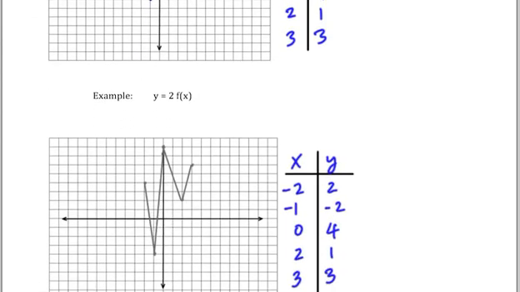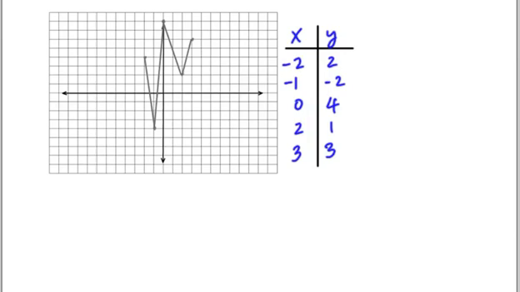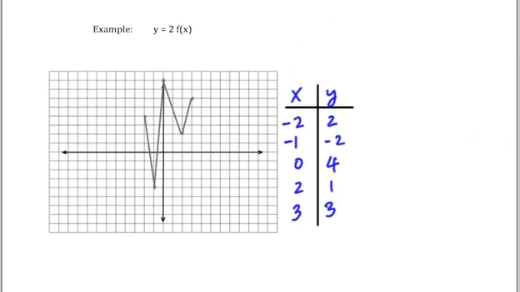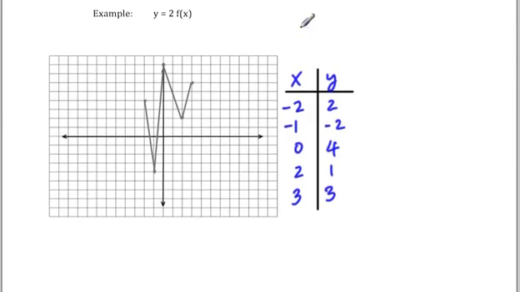So let's look at this example. What I have over here is y is equal to 2f of x. This set of points, as I mentioned before, is our original f of x, and the transformed function looks like this very stretched W over here. So let's see how we got from here to this set of points.